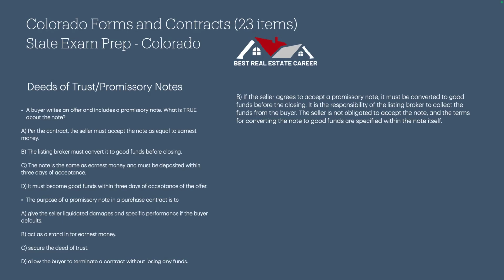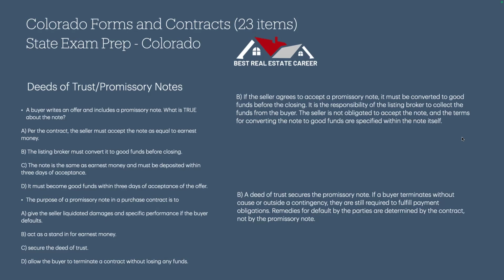All right. Your second question, the purpose of a promissory note in a purchase contract is to. And again, we look at this thing and it is to stand in for earnest money. And a deed of trust secures the promissory note. If a buyer terminates without cause or outside of the contingency timeline, they are still required to fulfill payment obligations. Remedies for default by the parties are determined by the contract, not the promissory note. All right. So what this is saying is the contract actually stipulates.